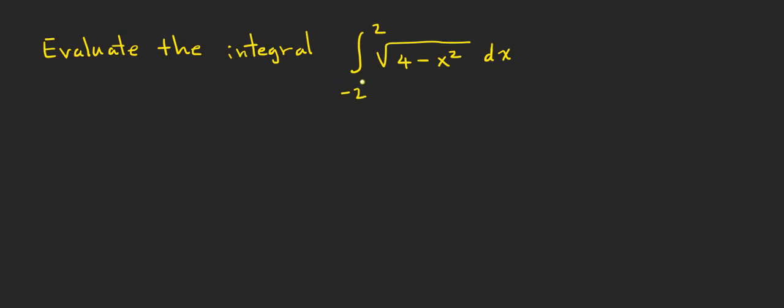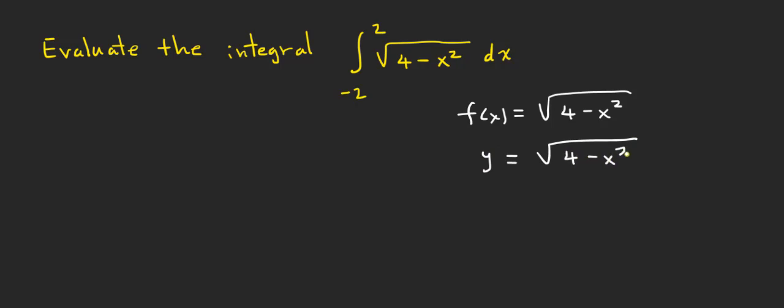So let's evaluate the integral of square root of 4 minus x squared from negative 2 to 2. So our f of x is going to be, or y is going to be square root of 4 minus x squared. And some of you are already recognizing that this is a semicircle. Since y is equal to square root of 4 minus x squared, square both sides, you are going to get y squared equals 4 minus x squared. And you get x squared plus y squared equals 4. This is an equation of a circle where the center is 0, 0, and the radius is 2.